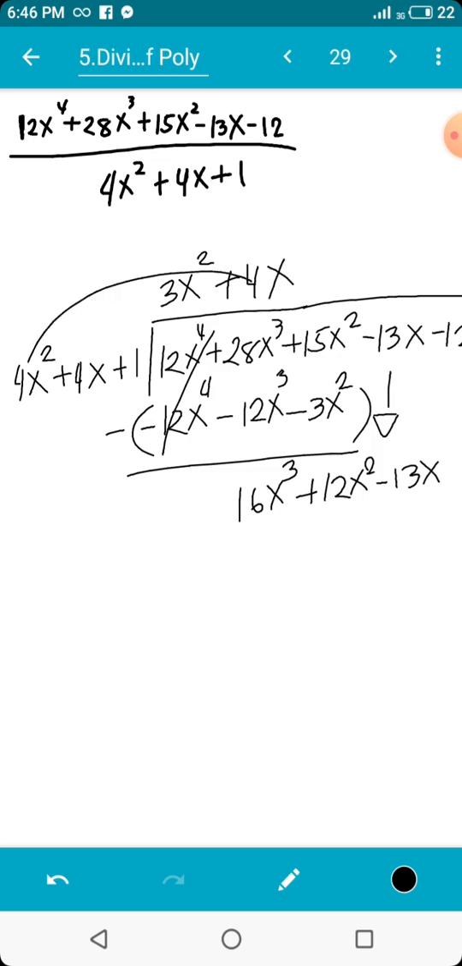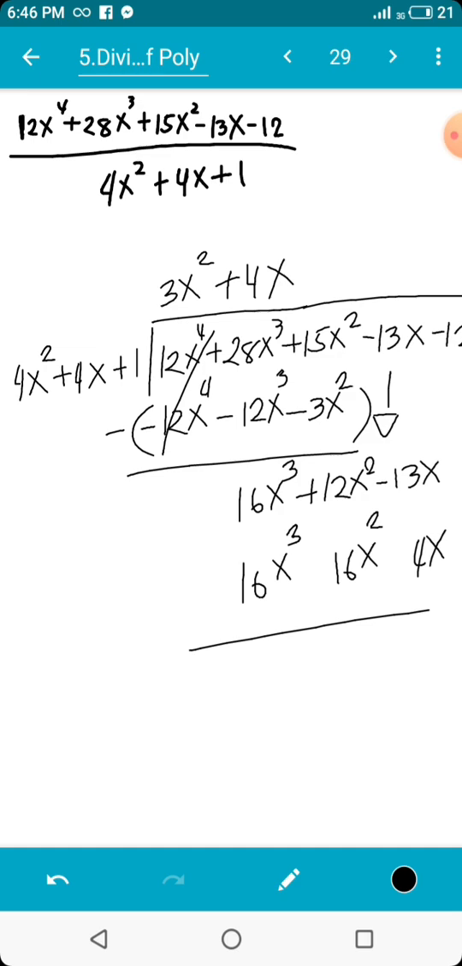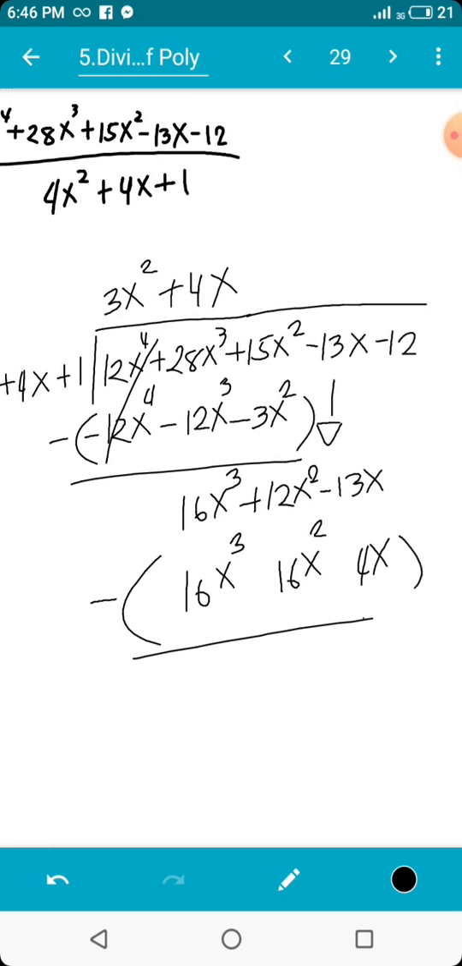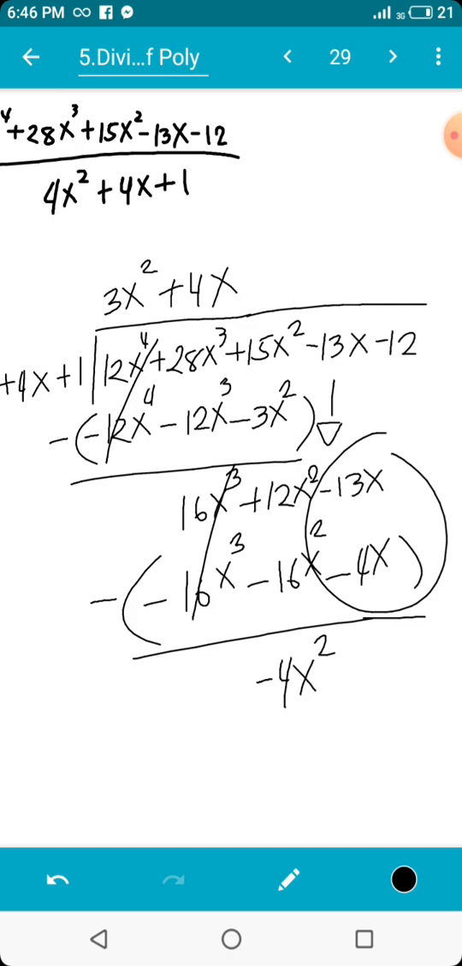Okay? And then times natin ulit sa bawat term ng divisor. So, we have 16x cubed. And then, 16x squared. And then 4x. And then minus, don't forget the open and close parenthesis. So it will become negative now, negative and negative. Okay? So we have positive and negative 16x cubed, so canceled. We have positive 12x squared and negative 16x squared, so we have negative 4x squared. And then we have negative 13x and negative 4x, so we have negative 17x.